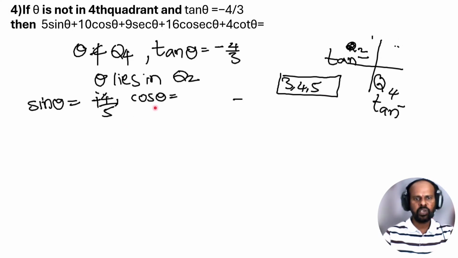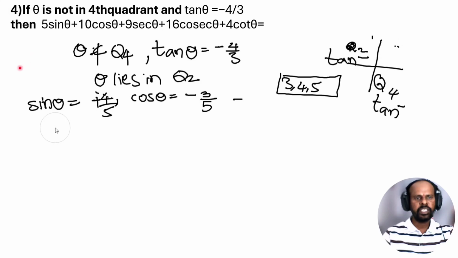In the same way, cos theta equals, you can write the cos ratio, what is it, adjacent by hypotenuse. So adjacent is 3 and hypotenuse is 5. So cos is minus in the second quadrant, that's why, and sin is positive in the second quadrant. Based on this second quadrant, you have to write the symbols.